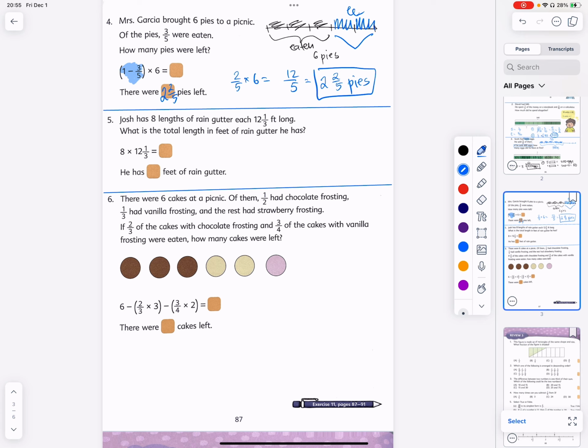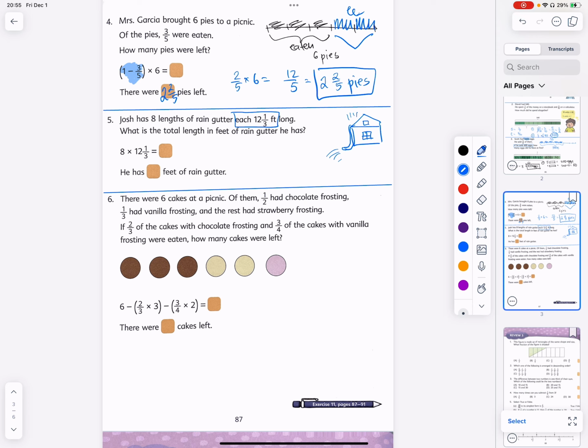Josh has 8 lengths of a rain gutter. Each rain gutter is 12 1/3 feet long. My friends, if you don't know, because many of us live in high-rise buildings, a rain gutter, so if this is a house, it is this pipe that runs along your house for rain to collect and come out. That's a rain gutter. So Josh has 8 pieces of rain gutter, 8 lengths, and they're each 12 1/3 feet long. What is the total length?